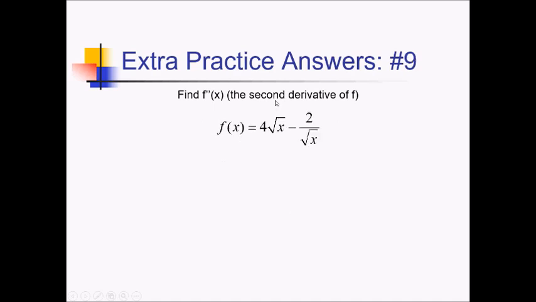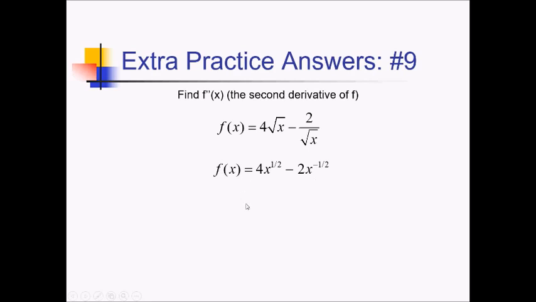To take the second derivative of this problem, well, first I have to figure out how to take the first derivative. I'm going to start by rewriting this with exponents. So this first one I'm going to write as 4x to the 1/2. And this next one is going to be minus 2x to the negative 1/2.